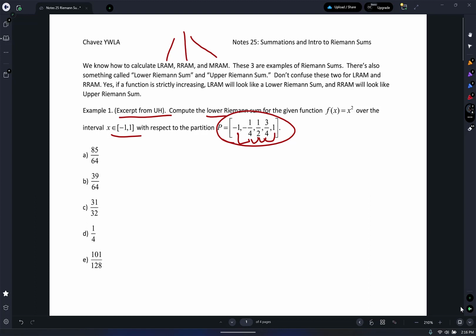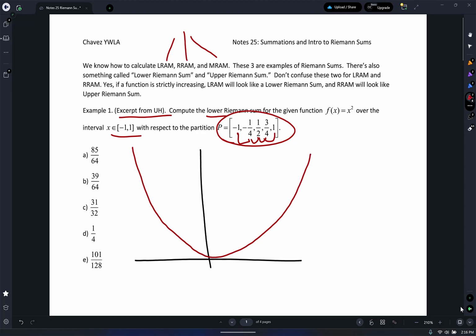So let's go ahead and draw a grid of x squared, and I'm going to exaggerate my grid. So here's my grid of x squared, exaggerated. Let me fix that to be perfect. Good enough. Okay, ready? So here's -1. Here is 1. And let's see, -1/4 is probably right here. And then a half is right here. And then 3/4 is in the middle between a half and 1. And there it is. So here are my rectangles.